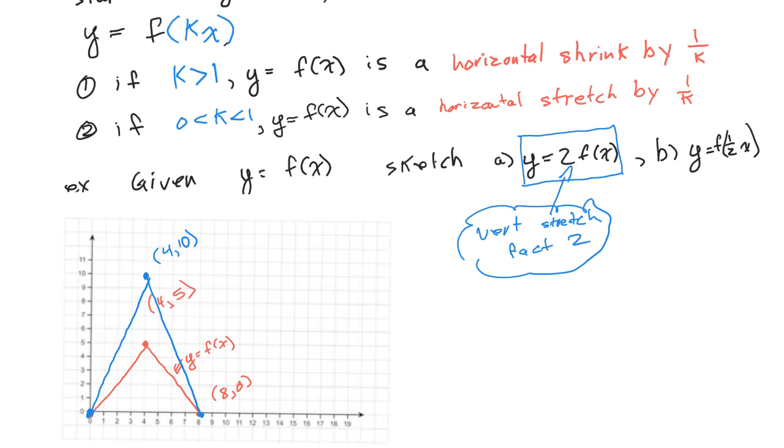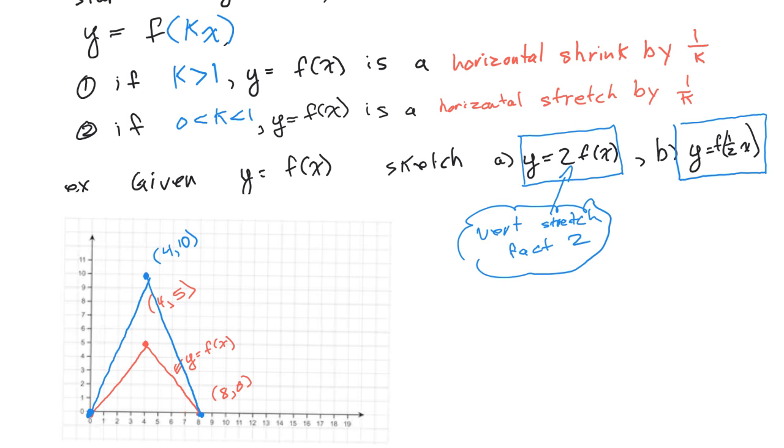So now, let's say we took our graph and we were going to look at y is equal to f of 1/2 x. So the 1/2 literally just multiplies all the x values by 2.